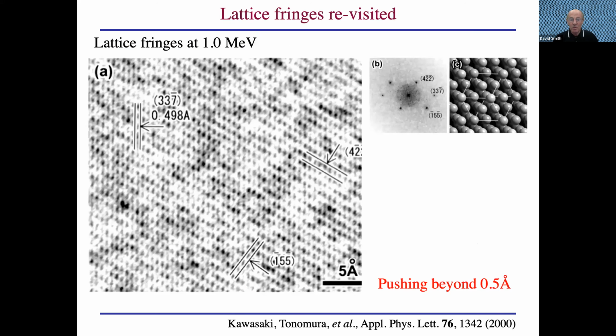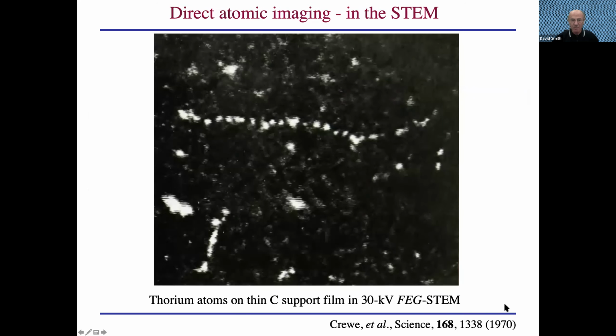it was possible to really push lattice fringes. If you had a high stability microscope like the microscope of Tonomura, you could even push lattice fringe resolution to beyond 0.5 angstroms. So that was where we were with high resolution TEM around the turn of the century. Well, what about STEM? Well, the Woodstock of STEM was when Crewe and colleagues first did direct atomic imaging.